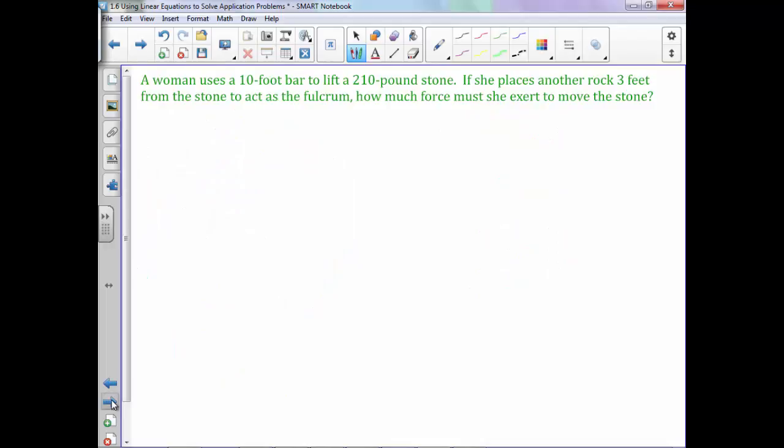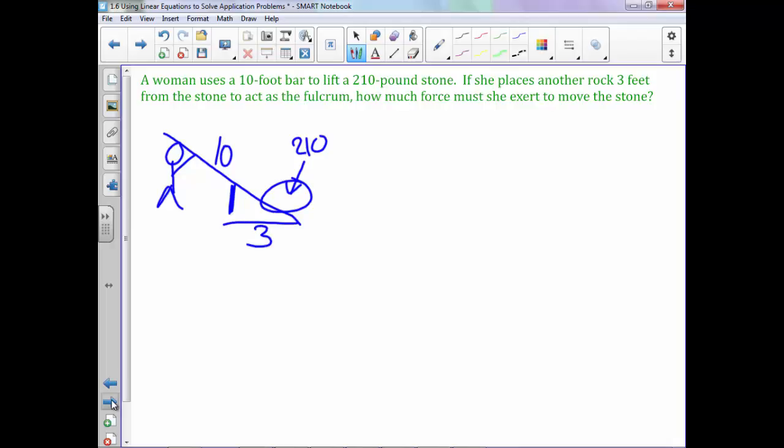And now a fulcrum problem. We have a woman that's using a bar with a stone. So we've got a stone, we've got a woman, and we're using some sort of bar. We know the bar is 10 feet. We know the stone is 210 pounds. And we're using a fulcrum right here at 3 feet away from the stone. We're using this to lift.